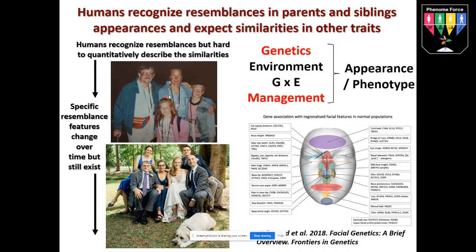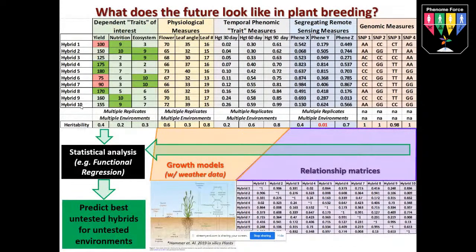But the UAS tools and some extraction algorithms could maybe identify that it's the spacing between our eyes, or the size of our nose, or the dimples in our chin, or whatever, and quantify those differences. And so that's the basis of phenomic selection.